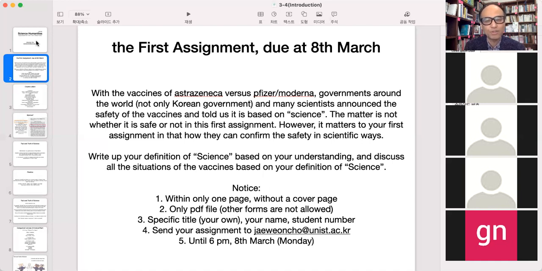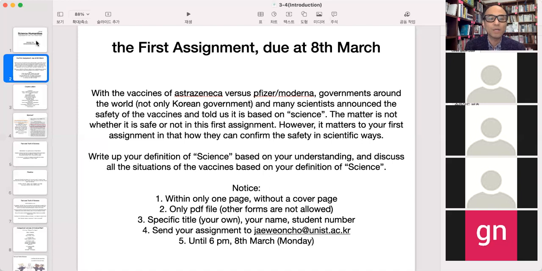I really appreciate that, but we are scientists, engineers, and scholars, so we need to take care over knowledge in a scientific way. That's why I would like to bring these issues into this class. Many scientists announced the safety of a vaccine and told us it is based on science. They never defined science, so I propose we define science in our own way for this class, for you and for us, to discuss.